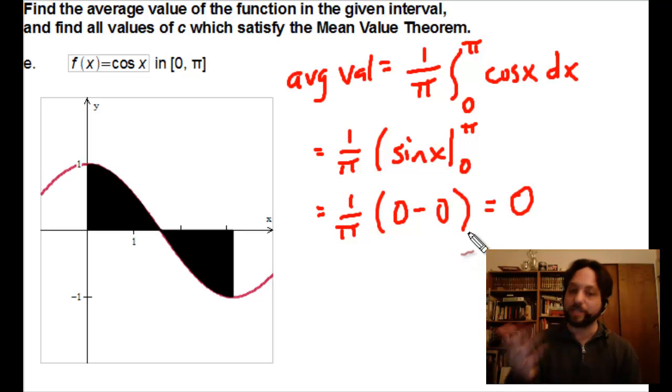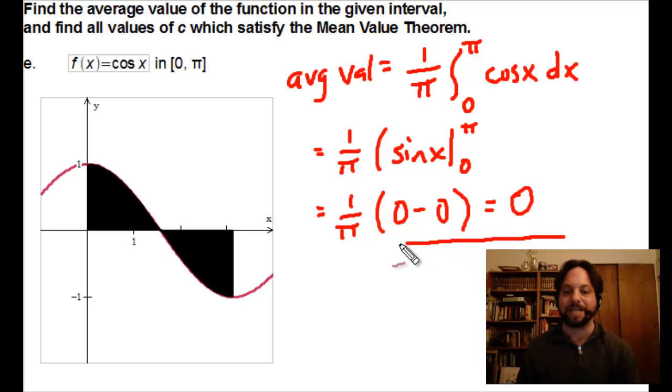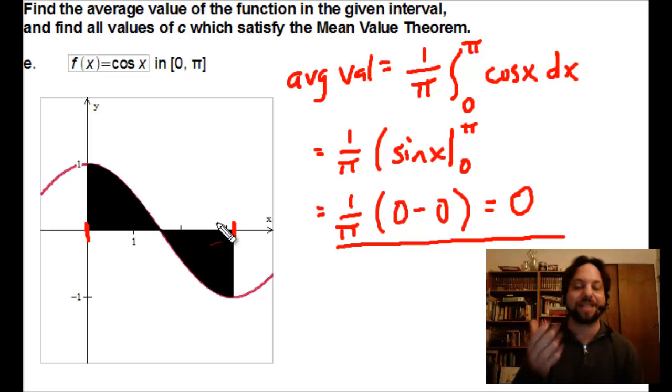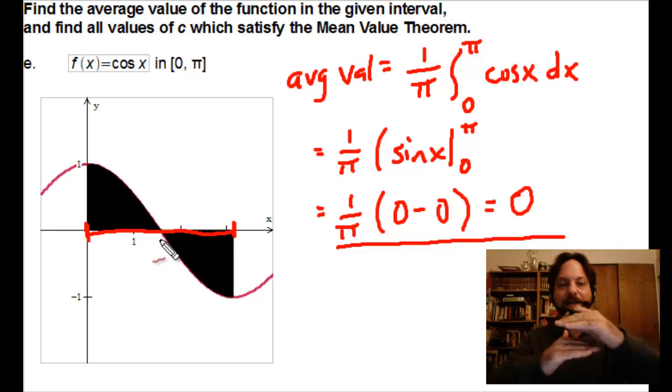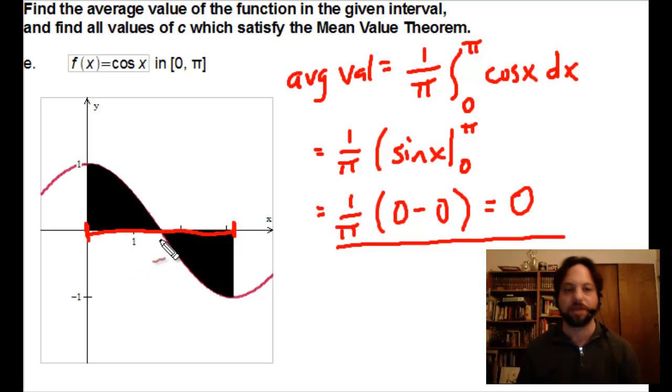Now, we can, of course, as we did before, build a rectangle over this. It'll have a width of pi. It's going to go from 0 to pi. And it's going to have some height such that the area of this rectangle will equal 0. So how high is this rectangle going to need to be? Well, of course, this rectangle isn't going to have any height at all. So it has a width of pi and a height of, well, nothing.